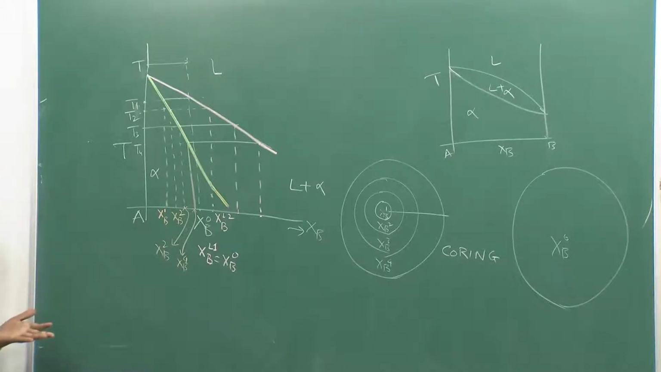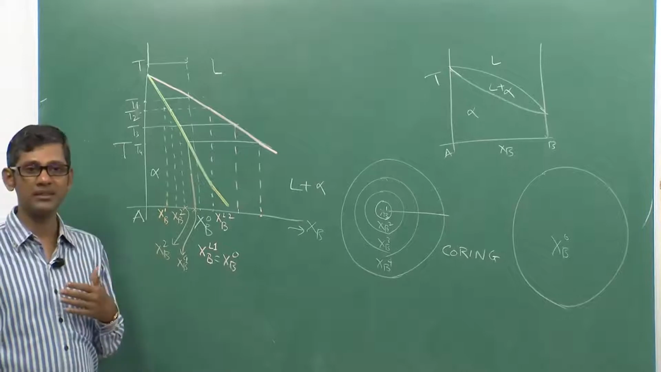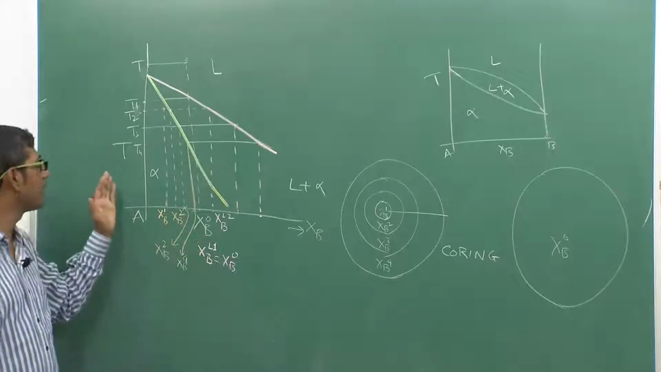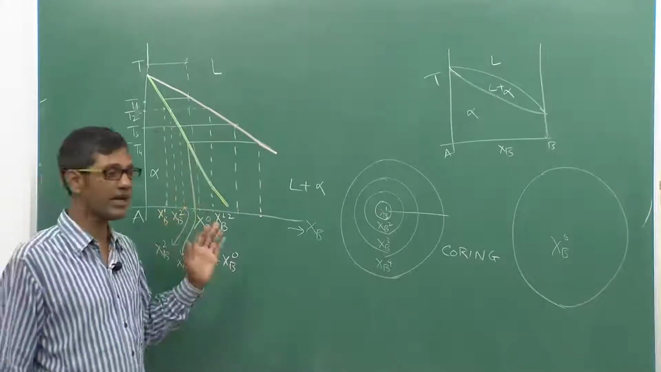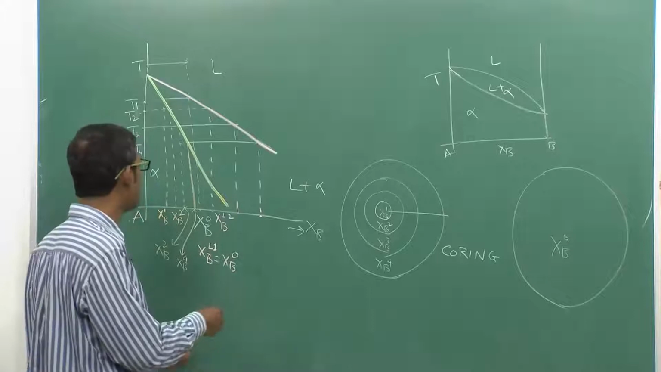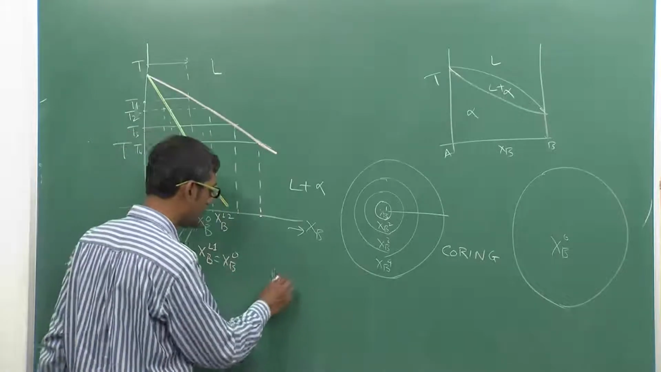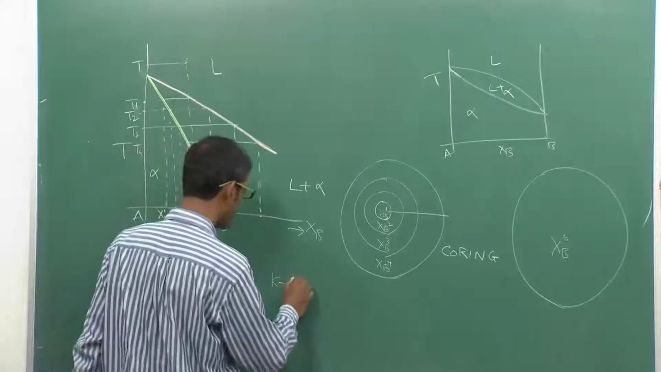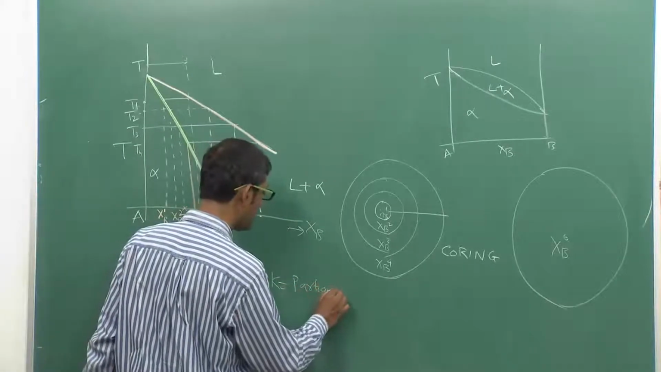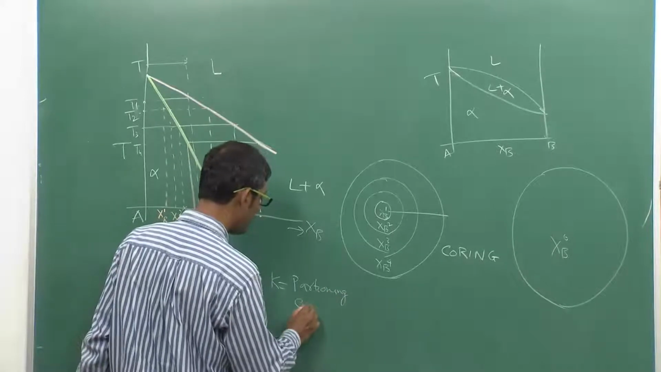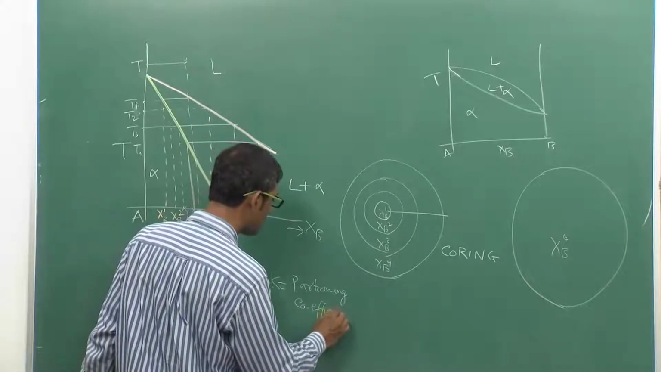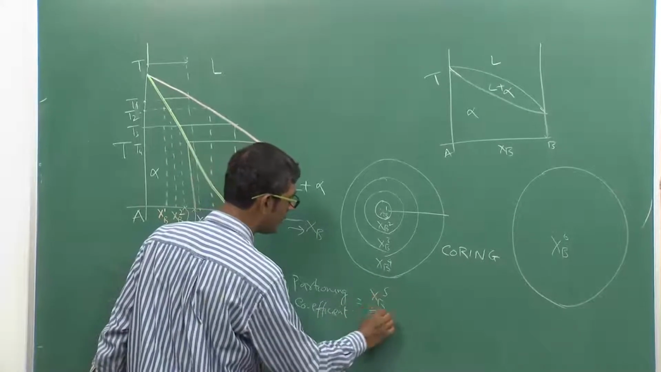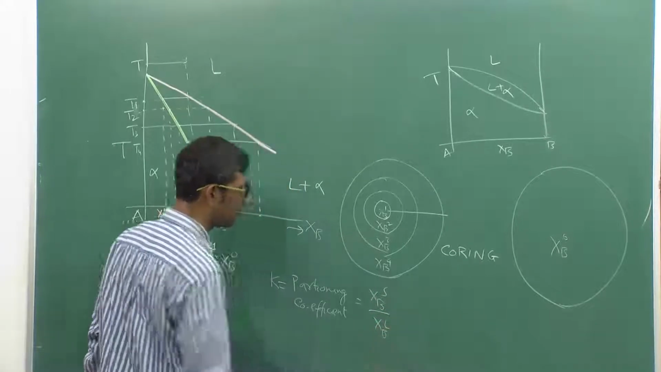Now the question is this: how can I scientifically analyze this problem, knowing this aspect, that is, solute partitioning from the liquid to the solid? Okay, how can we analyze that? Well, I will do that, but let me first define a parameter known as the partitioning coefficient K. Partitioning coefficient K is basically defined as the composition of solid divided by the composition of the liquid. That is what it is.